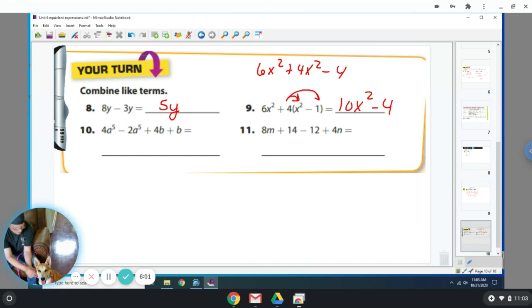So now here we have 4a to the 5th power minus 2a to the 5th power, which is the same thing as 2a to the 5th power. And 4b plus 1b is 5b. So on 11, there are no other m's and there's no other n's. So the only thing we're going to do is focus on this. So we're going to do 14 minus 12, which is 2. So now you have 8m plus 2 plus 4n.